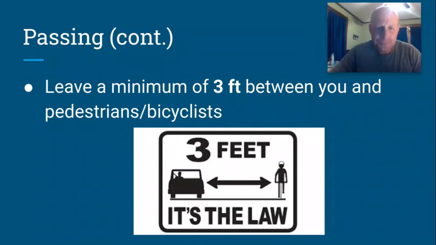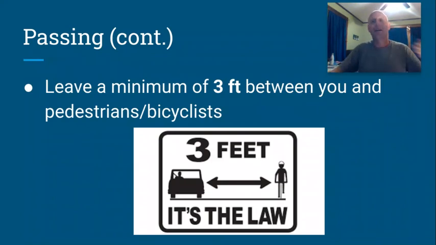Okay, so whether there's someone riding a bike on the side of the road or someone walking or jogging or walking their dog, or whatever the case might be, you have to leave at least 3 feet between you and them. That's the minimum. It should be more than that, okay?